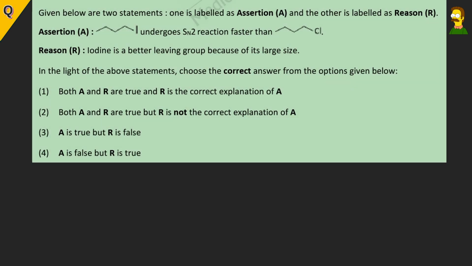Given below are 2 statements. One is labeled assertion, other is labeled reason. SN2 is faster. Yeah, okay, cool. Theoretically, iodine is a better leaving group. Also true. I think, yeah, an easy question.